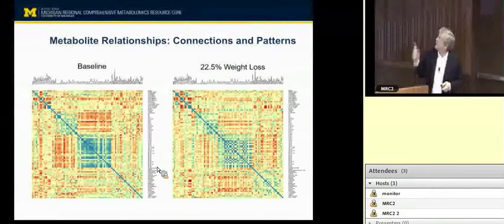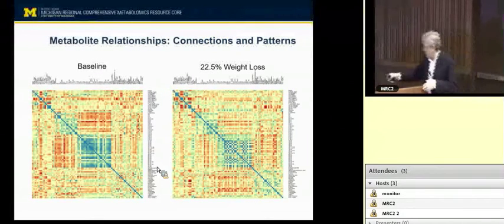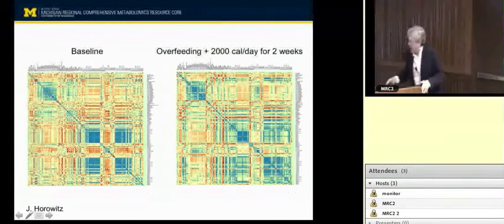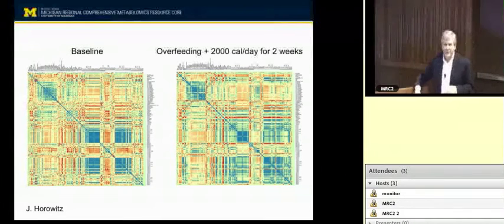All right. So this is what I thought I was going to show you before. Remember, this is the baseline relationship map. After a weight loss, you can see the relationship map changes. Conversely, if you overfeed a couple thousand calories a day for a couple weeks, you can also change things.